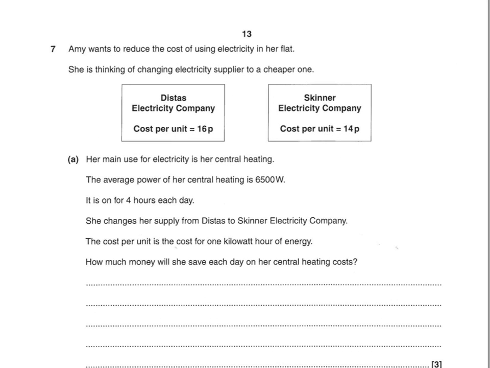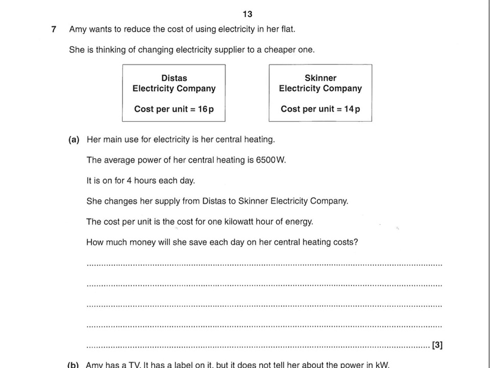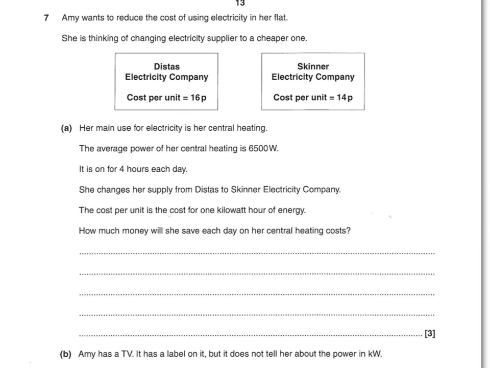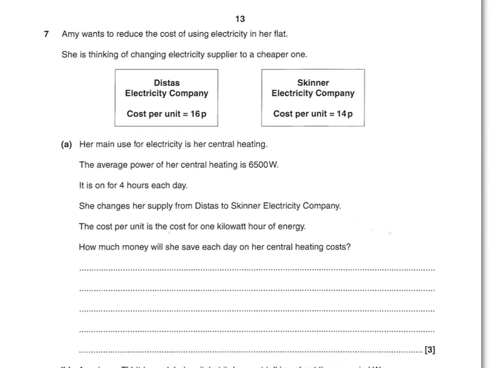Amy wants to reduce the costs of using electricity in her flat. She is thinking of changing electricity supply to a cheaper one. Her main use for electricity is her central heating. The average power of the central heating is 6,500 watts. It is on for 4 hours each day. She changes the supply from Distas to Skinner Electricity Company. The cost per unit is the cost for 1 kilowatt hour of energy. How much money will she save each day on her central heating costs?